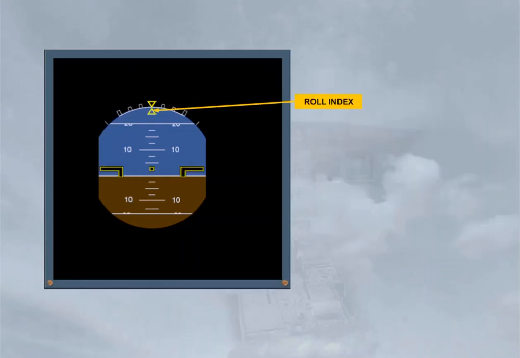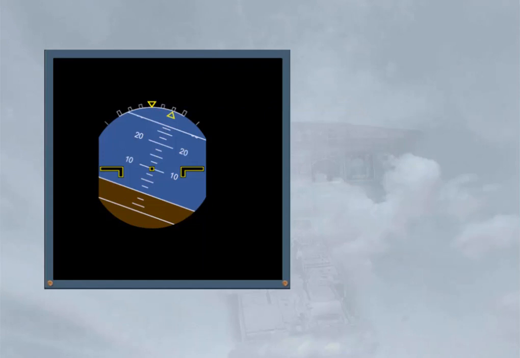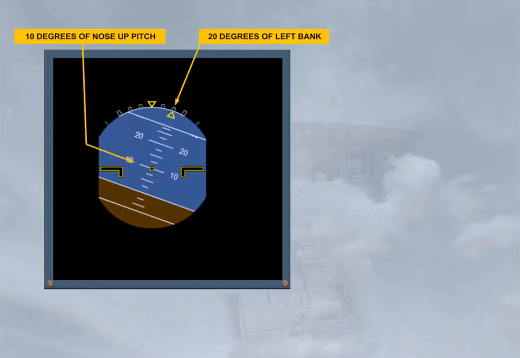The roll index triangle moves against the white fixed scale, showing the current bank angle. In this example, the aircraft is in a 20 degrees bank turn to the left, with the nose up pitch attitude of 10 degrees.